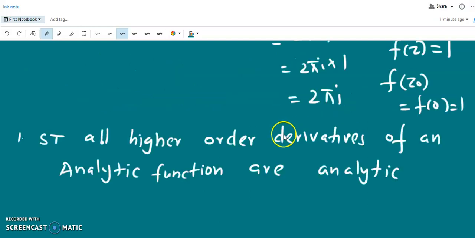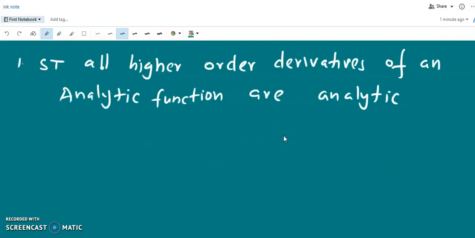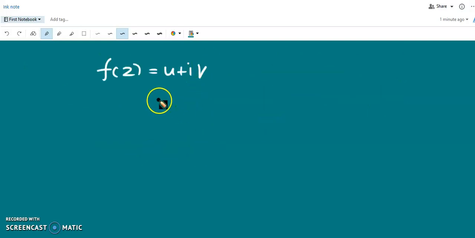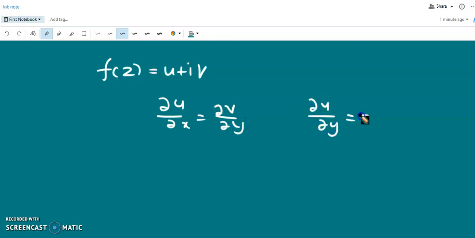So for that, we assume that a function f of z is analytic, which is given by f of z is equal to u plus iv. Since this function is analytic, it should obey the Cauchy-Riemann conditions, which are given by dou u by dou x is equal to dou v by dou y, and dou u by dou y is equal to minus dou v by dou x.